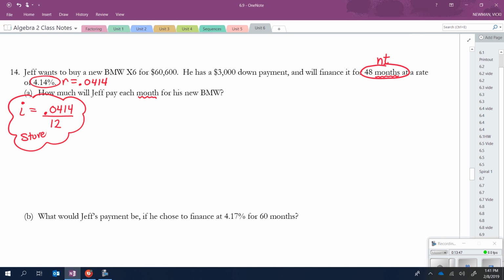Mm-hmm. What did you just do to get that? Yeah. The car costs this much. He pays them this much before he leaves. His loan is for $57,600. We want to find his payment.